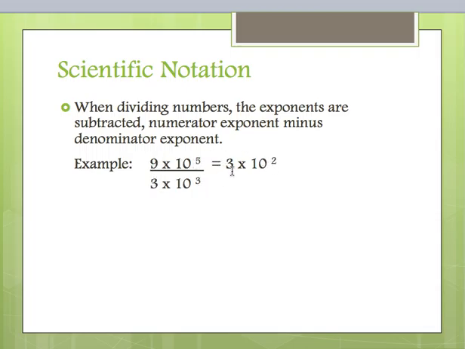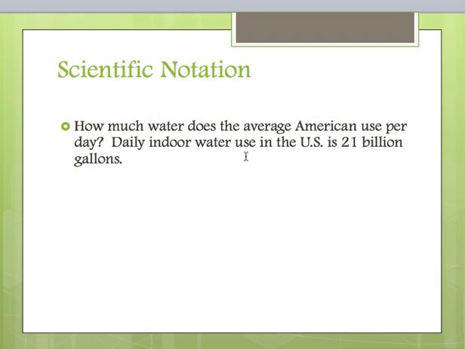So 9 divided by 3 is 3, 5 minus 3 is 2, so this is 3 times 10 to the 2, okay? And that's a lot easier for us to work with than having those great big numbers out of scientific notation. So let's try one.